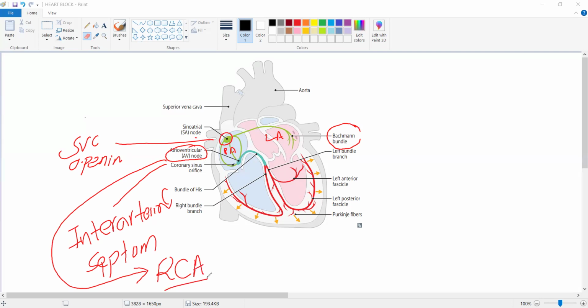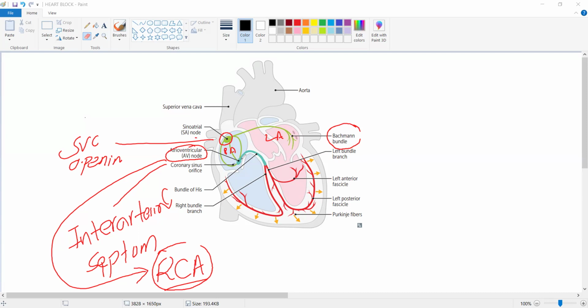Okay. So that's why the inferior wall MI is related to the right coronary artery. So that's why the inferior wall MI presents with bradycardia, because of damage to these nodes, right?